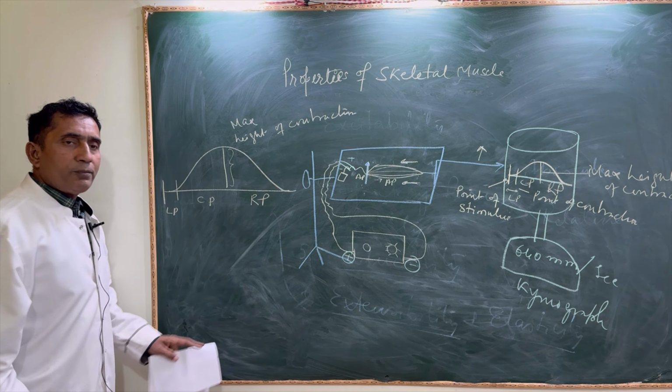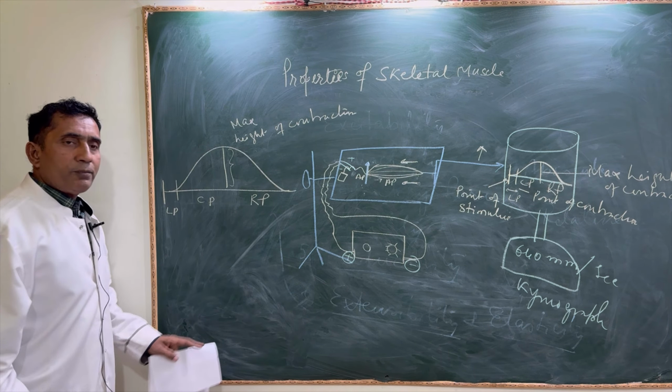So again, if I repeat what I have told you, the properties of the skeletal muscle can be studied while sitting in the lab. If we have living tissue, what living tissue? We know the frog. You must know frogs. So in the frog we can get living tissue. This is the gastrocnemius muscle, this is the sciatic nerve, and this is the piece of spinal cord.